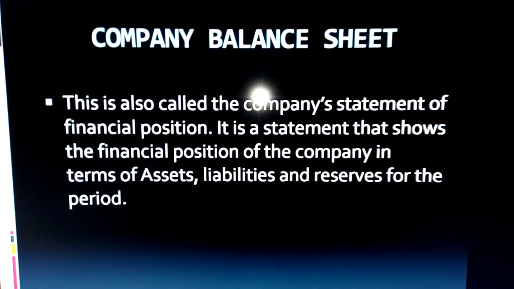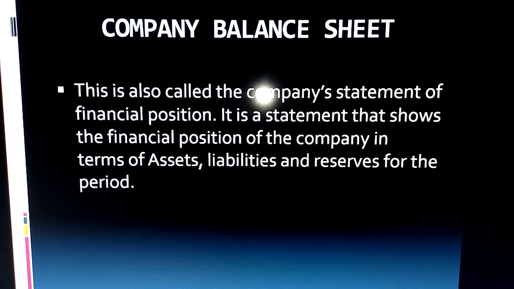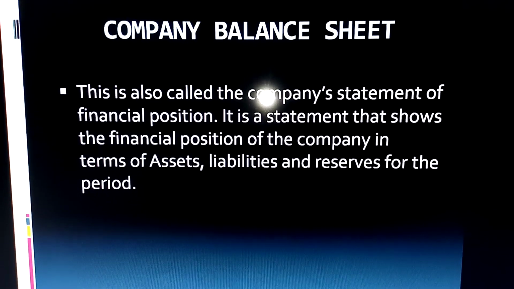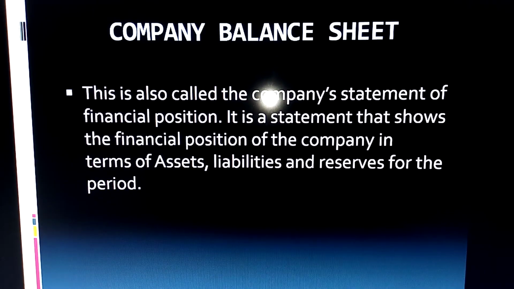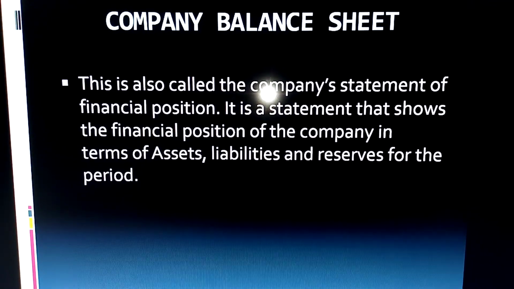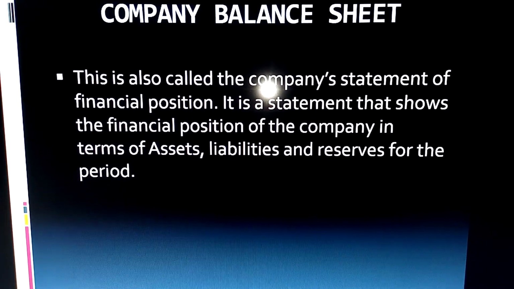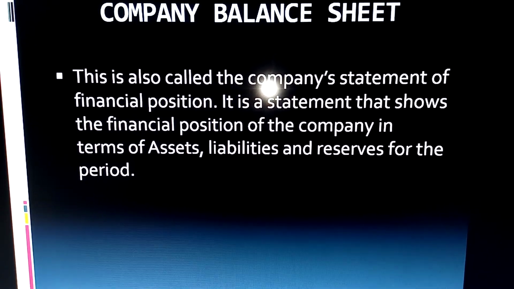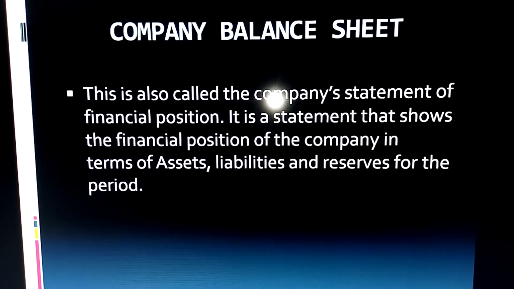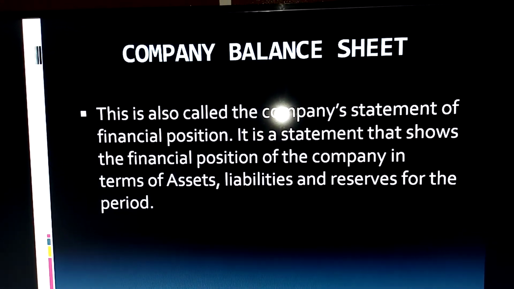Now we have the company balance sheet. The balance sheet of a company is the same thing as the statement of financial position. What you are trying to show here is the company's assets and the company's liabilities for the period. But in the balance sheet of a company, you have other items like reserves. What are reserves? The company can say, out of the profit, let us keep some for specific purposes. So you have that reserve there. But you're still showing your assets and your liabilities.